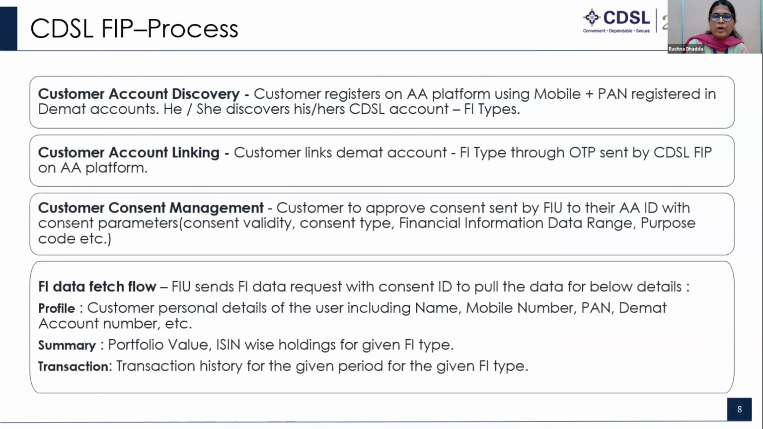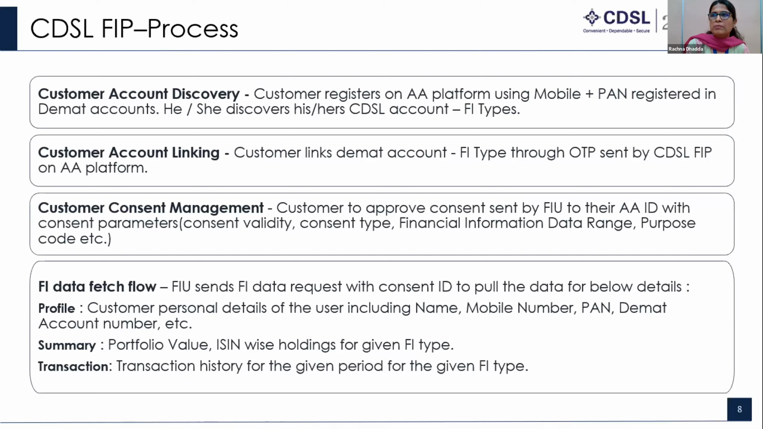So what is the process? There are four steps, which I think we have seen for the others also: customer account discovery, account linking, customer consent management, and data fetch flow. A few specific points for depository: the customer registers on an AA platform using the PAN and mobile registered in a DMAT account, and he or she discovers his or her CDSL account based on the FI type.